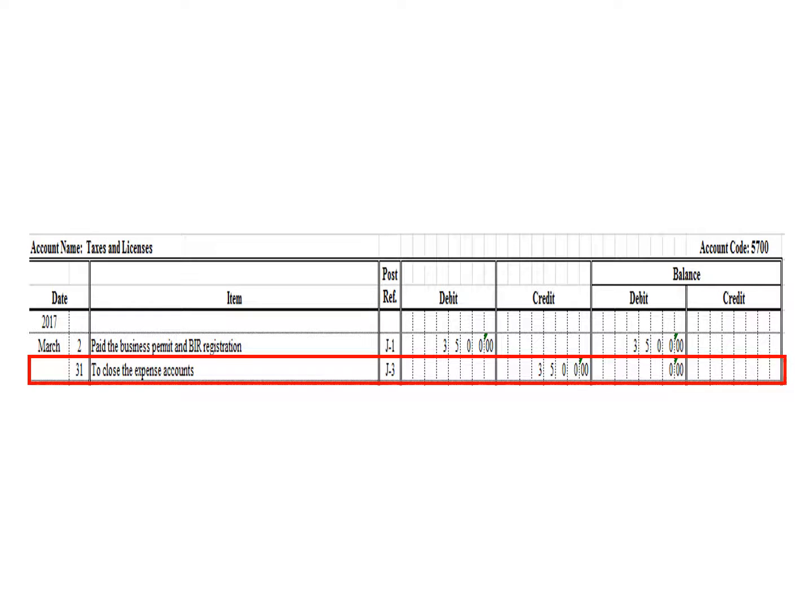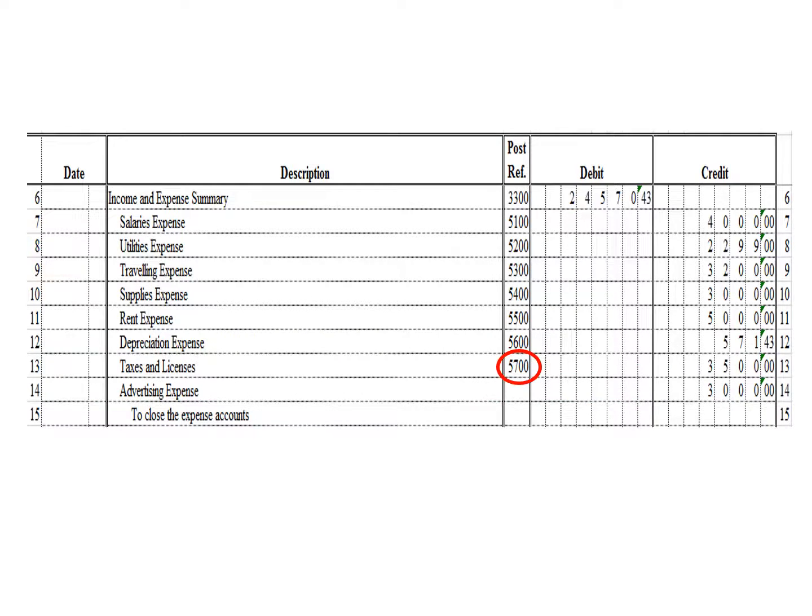In the taxes and licenses ledger, write the date 31, the description to close the expense accounts, posting reference J3. Under the credit column, write the amount 3,500 pesos. In the balance section under the debit column, write 0. After posting the credit entry to taxes and licenses, write the posting reference 5700, the account code for taxes and licenses.